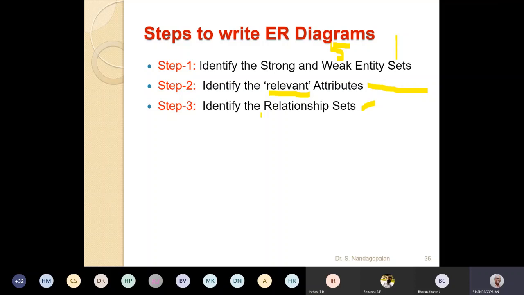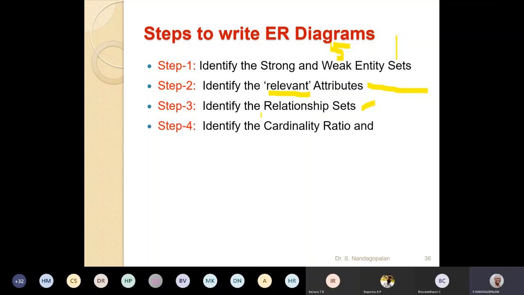You can just ask yourself, does it make sense to have this relationship between these two or not, or between three or not? If it makes sense, have it. If it doesn't make sense, drop it. So continue this process for all possible combinations of the strong and weak entity sets.